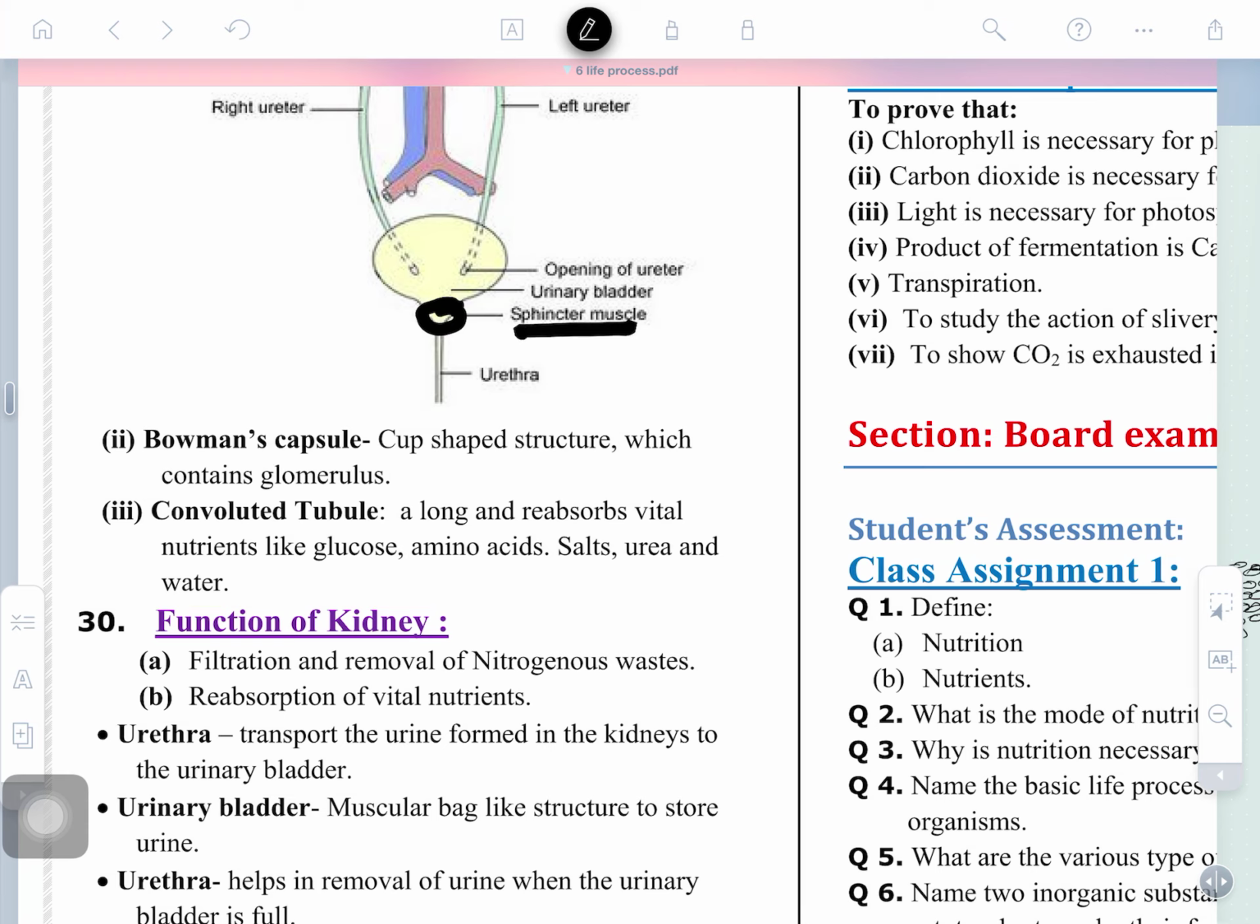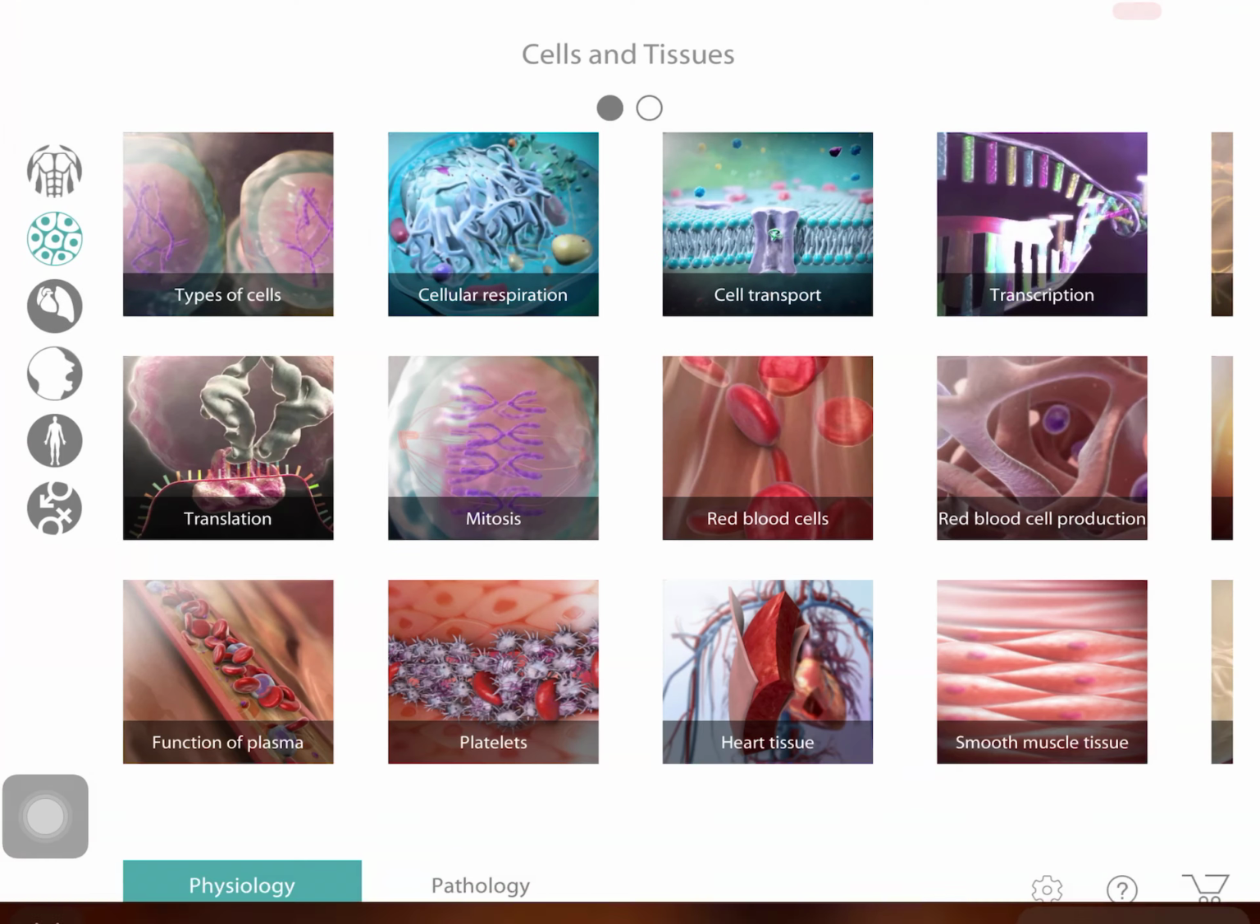This is called the sphincter muscles. The sphincter muscles actually have motion, meaning they can open, and expansion of the tissues can take place here. It can control the opening of the hole and the passage. The urine passes through this opening from the urinary bladder to the urethra. Right now, we'll see the detailed anatomy of the urinary system and how it actually works.